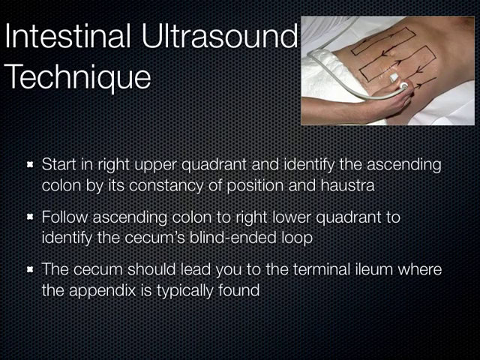First, I go down to the right lower quadrant, looking around where the appendix would be. The cecum has a blind-ended loop down there, and that's the location where you'll find the terminal ileum, and the appendix will pop right off the terminal ileum. Do I always see those structures? No, but I know that's where they're supposed to be. Especially when it comes to appendicitis, I'm looking for a non-compressible tubular structure down there. I'll get into that in a minute.